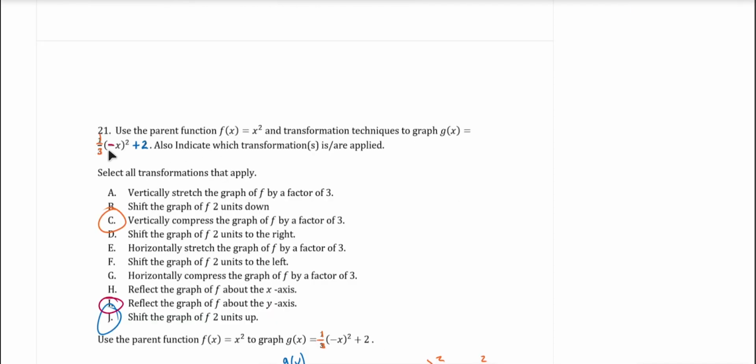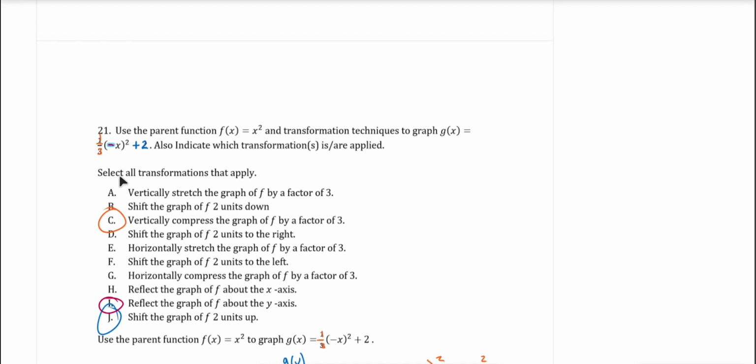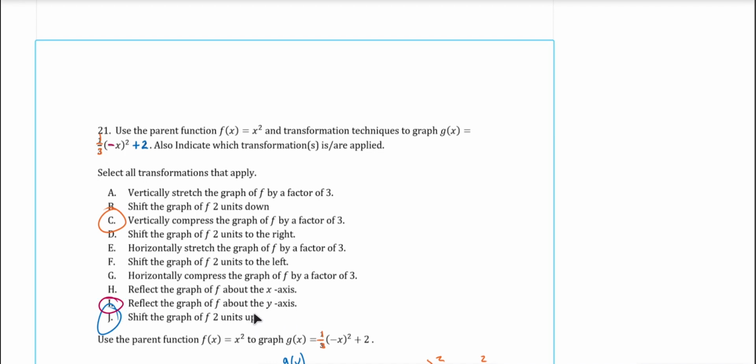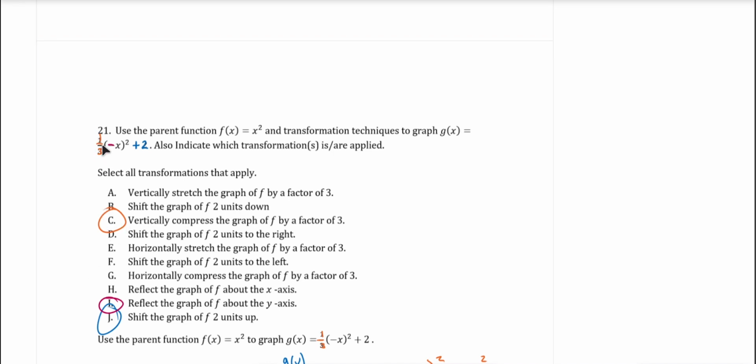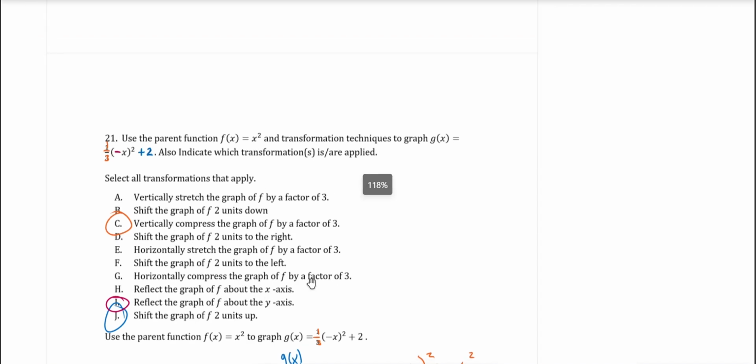Here we have a few things going on in this transformed function. We have a 1/3 multiplying out front. We have a minus sign on the inside, multiplying inside the square that is, and then on the outside we have a +2. On the outside, +2 means we're shifting the graph 2 units up. On the inside, having a negative sign means we've reflected the graph around the y-axis. It is a horizontal reflection. And the 1/3 on the outside means that we are vertically compressing the graph by a factor of 3.